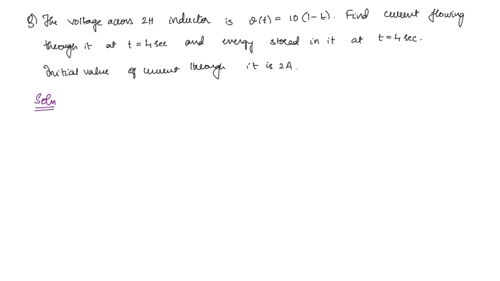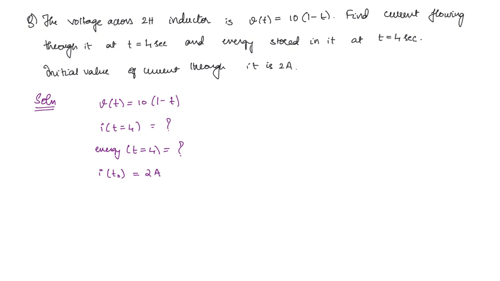So what is the given information? V of t is equal to 10 times (1 minus t). And now we have to find the current at t equal to 4 seconds and also the energy at t equal to 4 seconds. And what else is given? The initial current. If the initial time is taken as t naught, then the initial current is 2 amperes. So now what is the current?